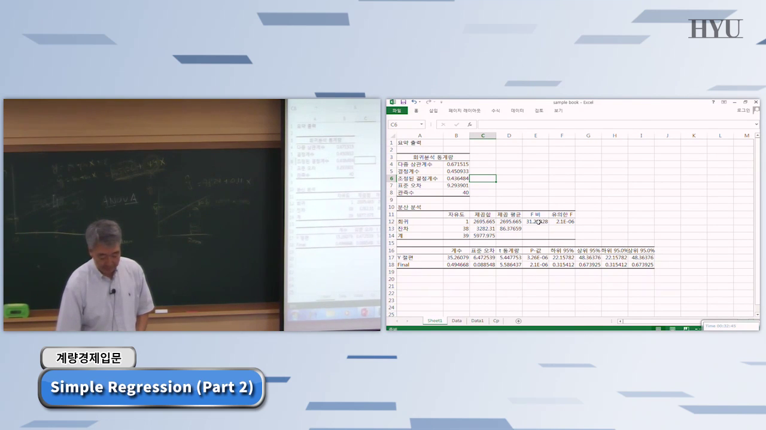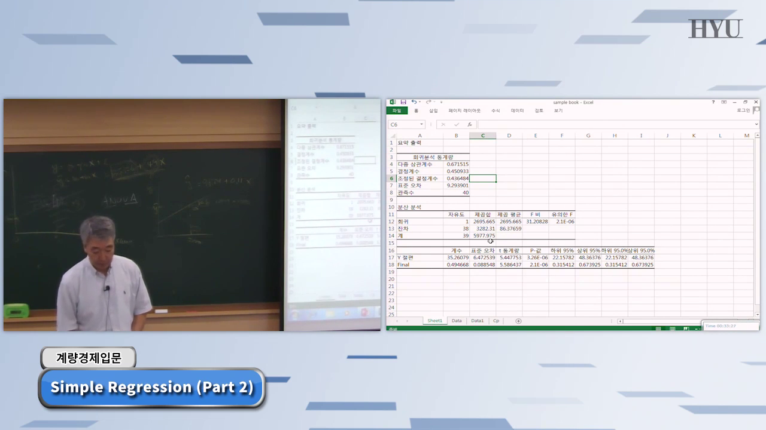Forget about F and P right now. We'll talk about that later. But what matters here is SS, sum of squares, and mean square. So this number, 2695.665, that's SSR, the regression sum of squares. And 3282.31, that's SSE, the error sum of squares. When you add them up, you get total. The bottom number here, that's the SST.